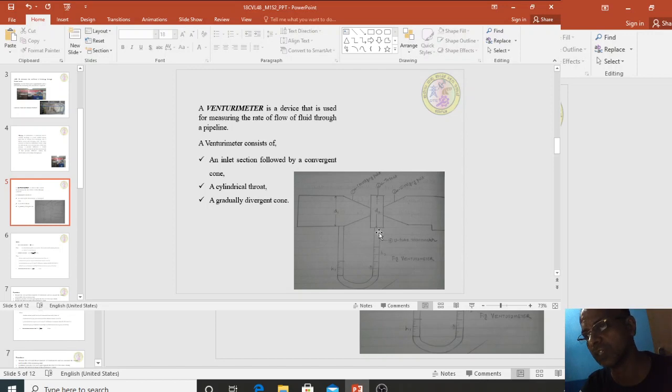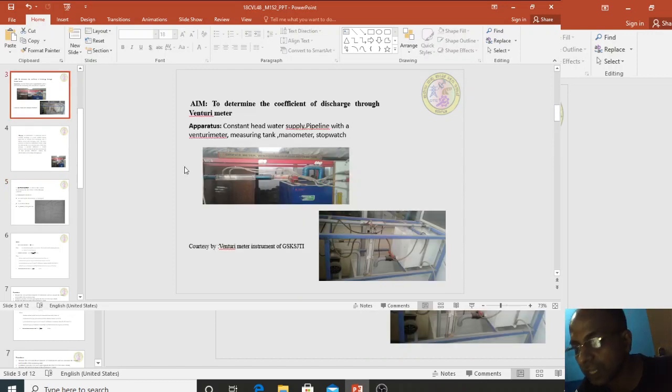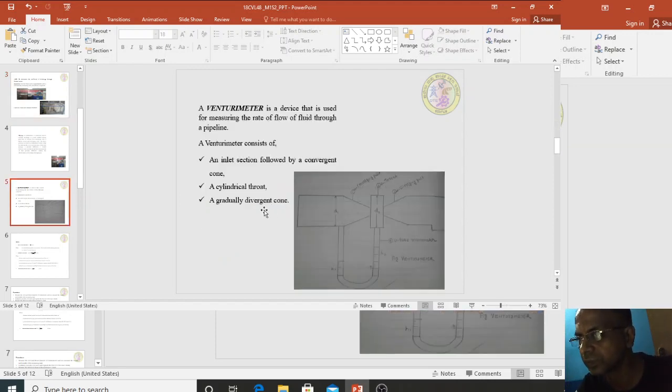So what all is there in a Venturi meter? A Venturi meter consists of an inlet section followed by a converging section. You can see here, this is your converging section. This is called a cylindrical throat. This is called a diverging section. So if I go back here, this is your converging section, this is your throat, this is your diverging section. And there is a gradually diverging section; the rate at which converging takes place, in the same way diverging takes place.